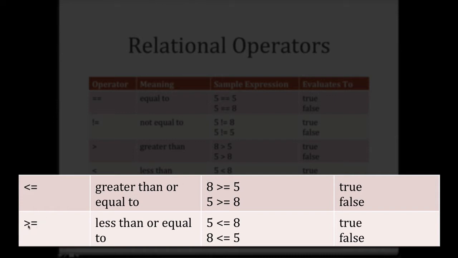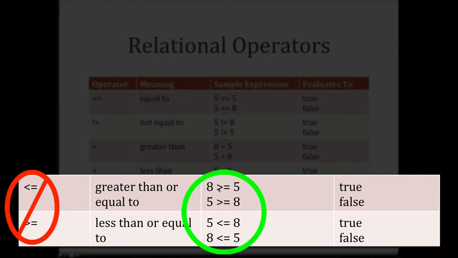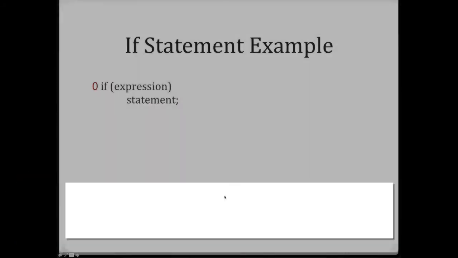And here this should be the less than sign or equal to. 5 <= 8. 8 <= 5. So for these two operators here, ignore the operator in this column and just look at how it's presented in this area here.